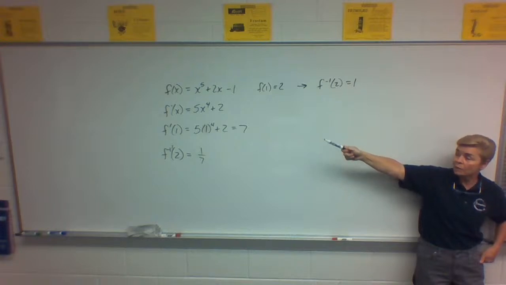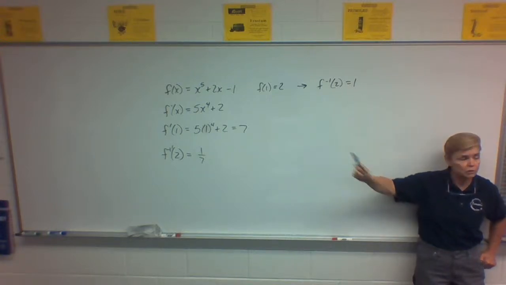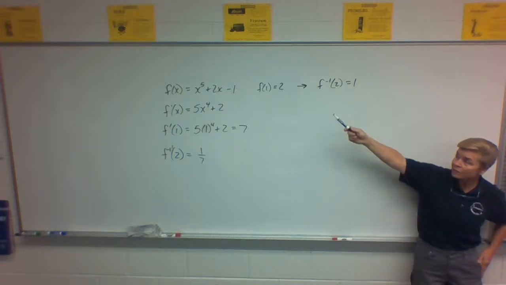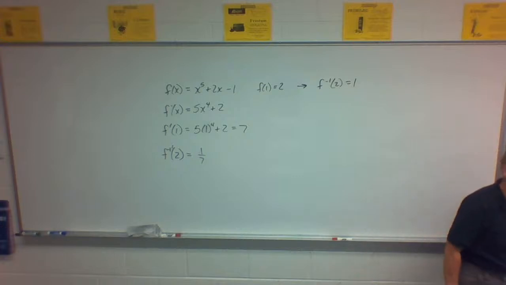Then you can make assumptions about what happened to the point that was on f when you get to f inverse using a reciprocal, but you have to evaluate it at the point that's on f. Following? Pretty crazy. Okay.